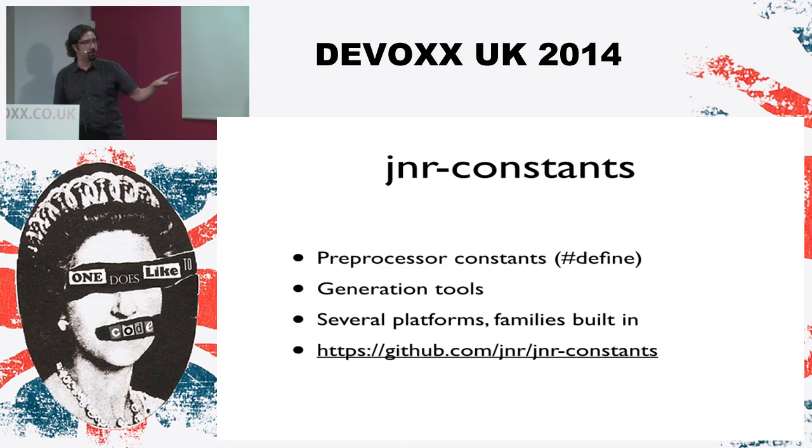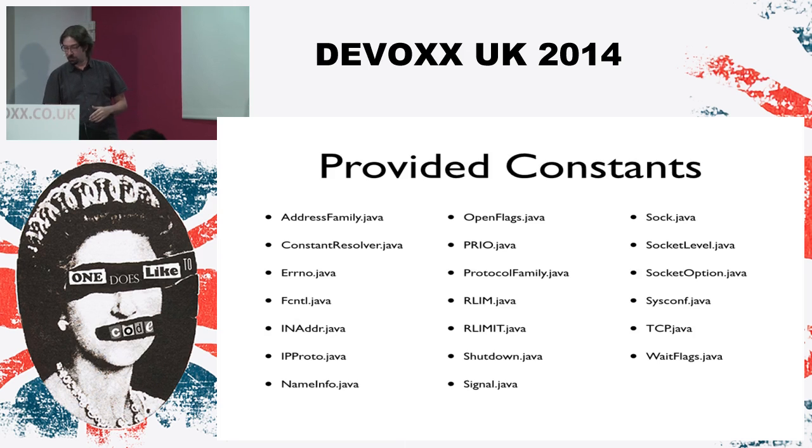It says generation tools here. The generation tools are basically some really trivial Ruby scripts. You define what the library, the header file you want to pull in is, what the function names are, and it spits out Java code for that platform, represents those values as an enumeration. There are a bunch that we provide out of the box. These are ones that we've run into that we've needed to support Ruby features or other native features.